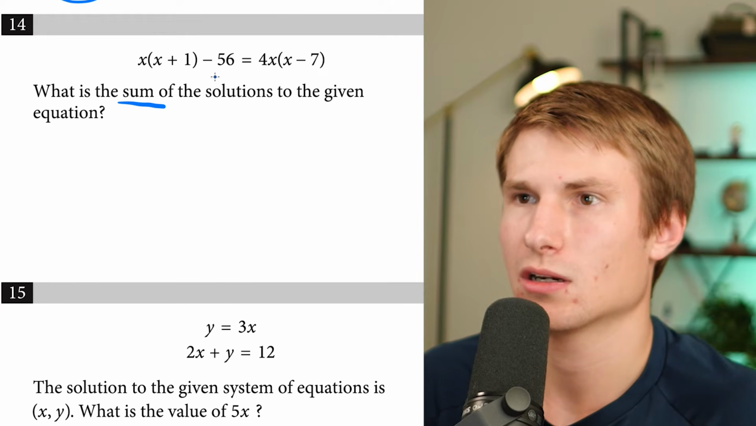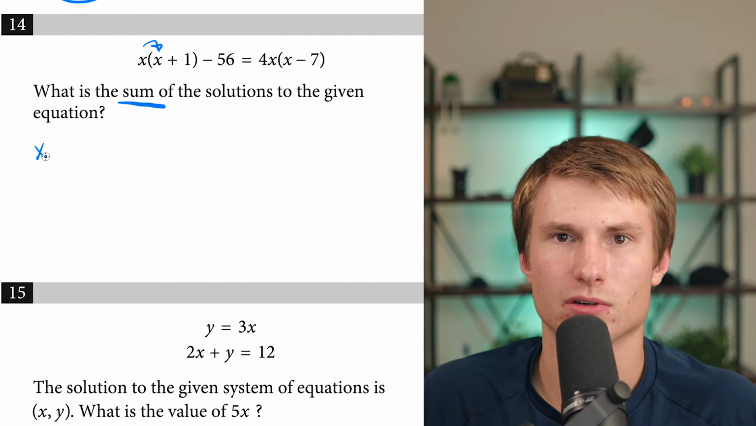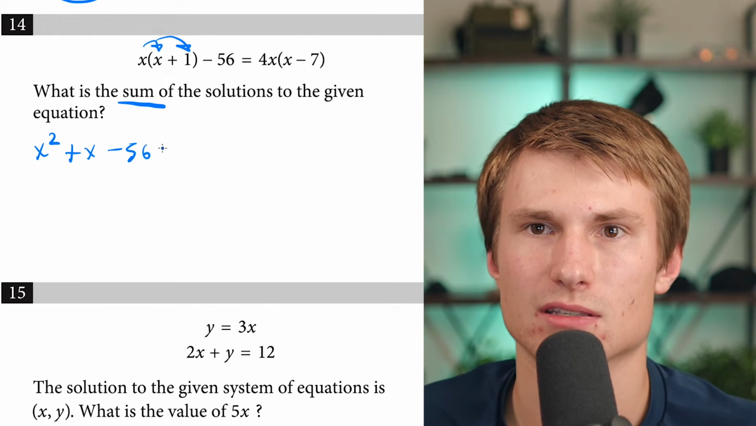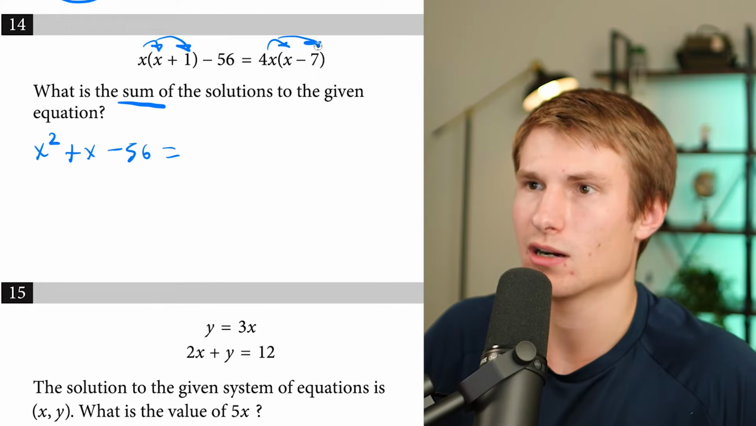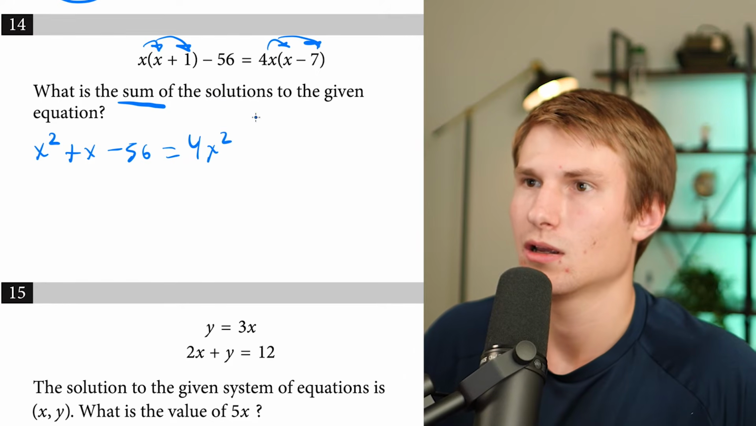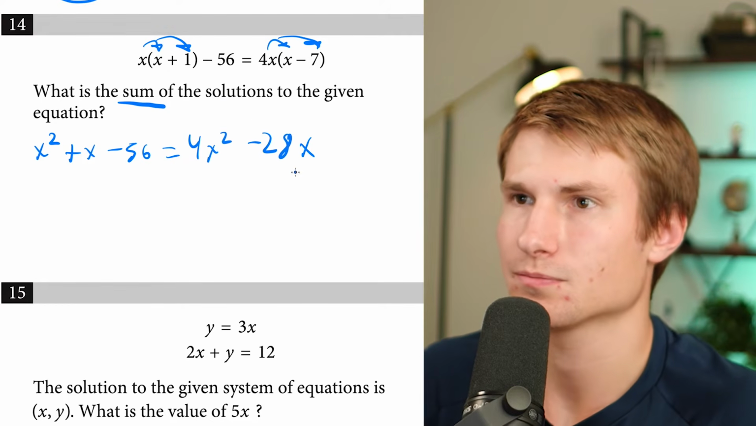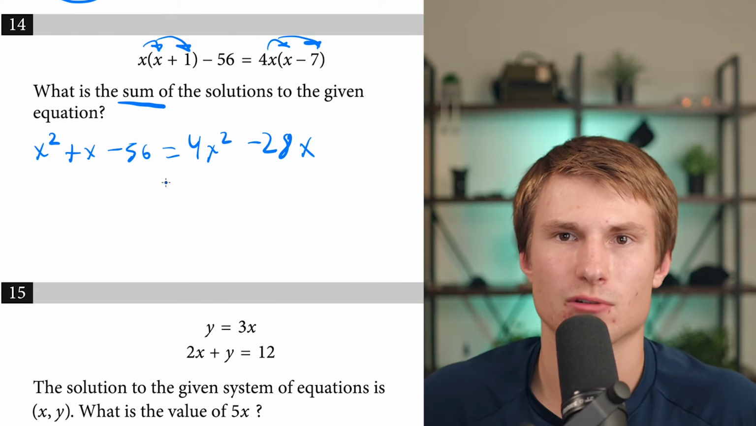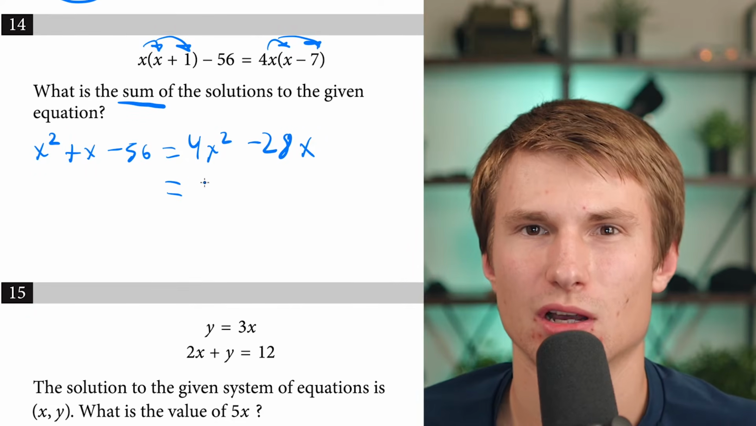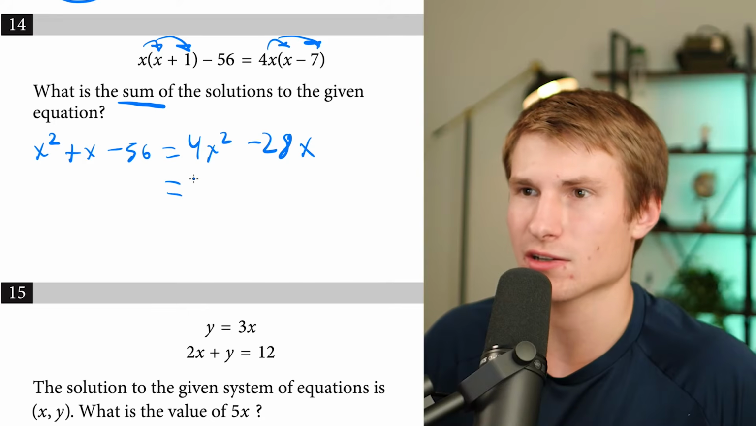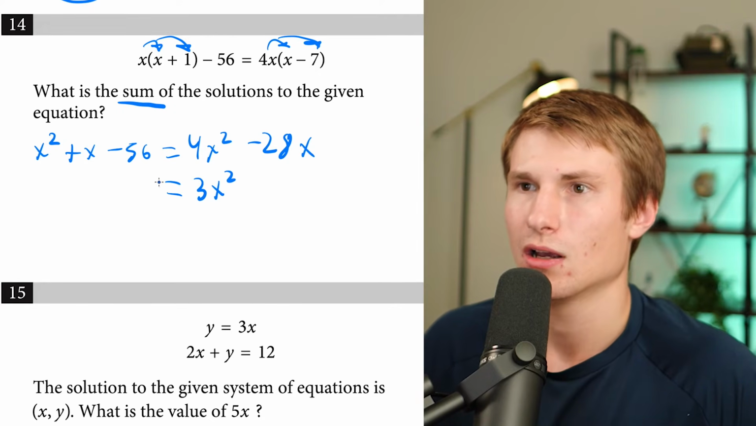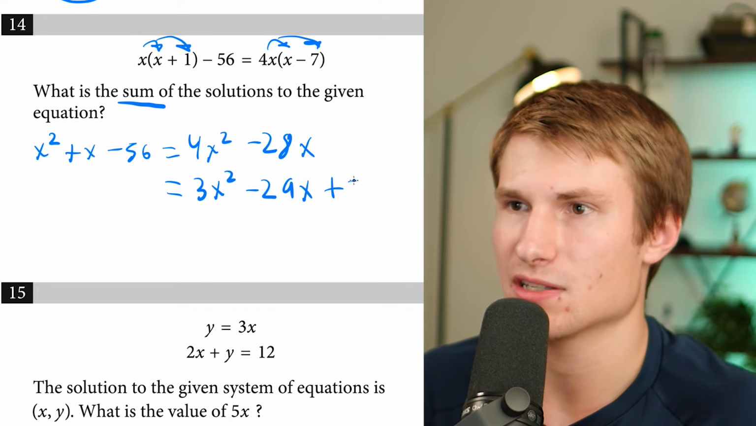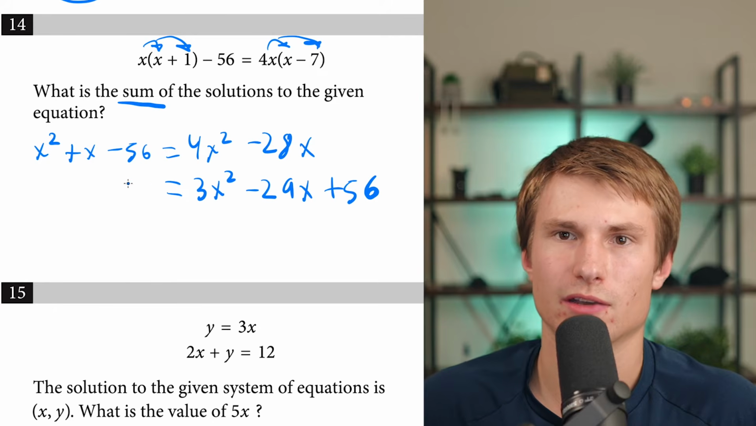What I'll do here, I might end up using Desmos. We'll see. Let's go ahead and do x squared plus x minus 56 is equal to 4x squared minus 28x. All right, from here, let's go ahead and get everything on one side. I always want to keep my coefficient in front of x squared positive because I usually find it makes it easier. So I'll subtract x squared. That'll leave me with 3x squared. I'll subtract x as well, minus 29x, and then I'll add 56. Okay, from here, I'm going to have this as 0.